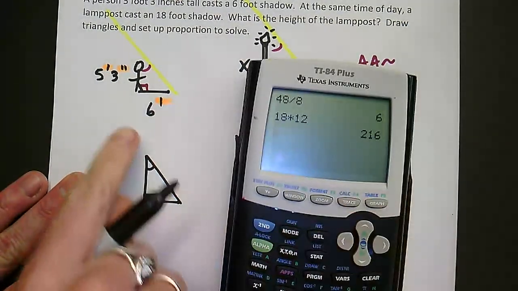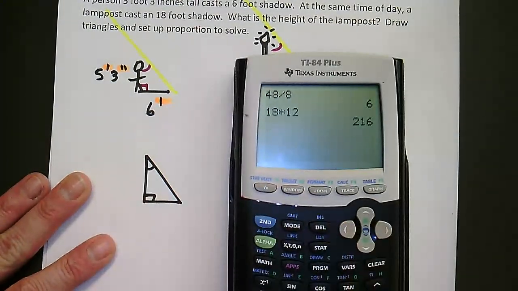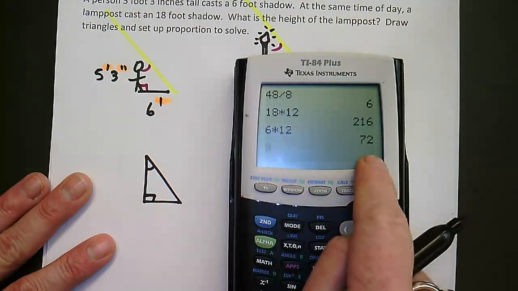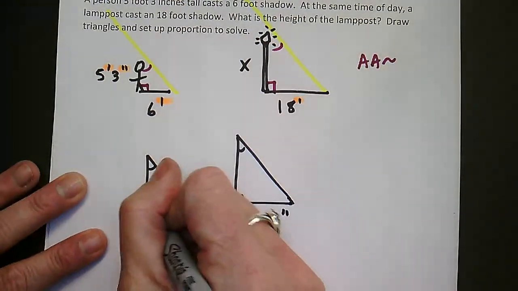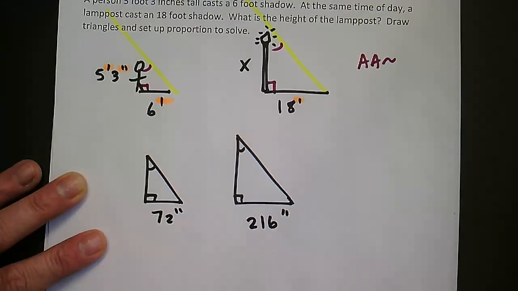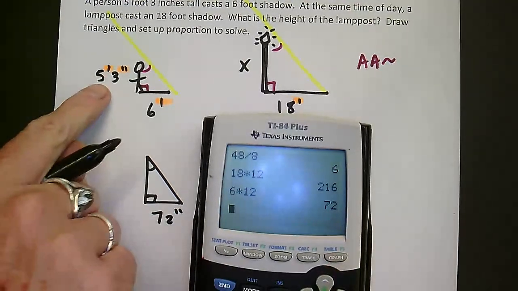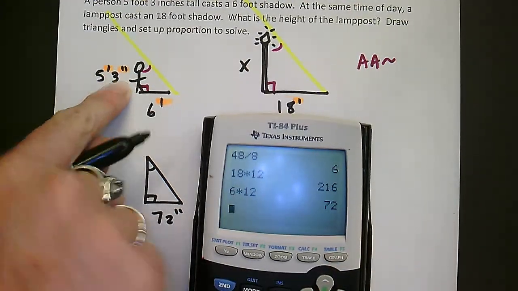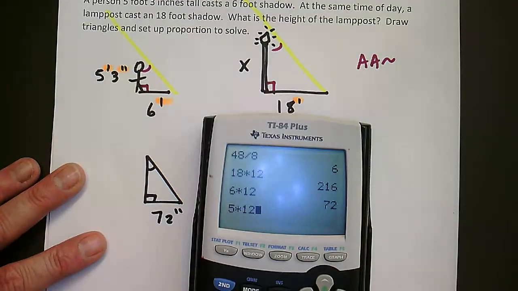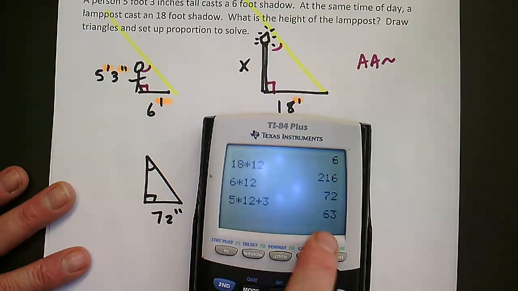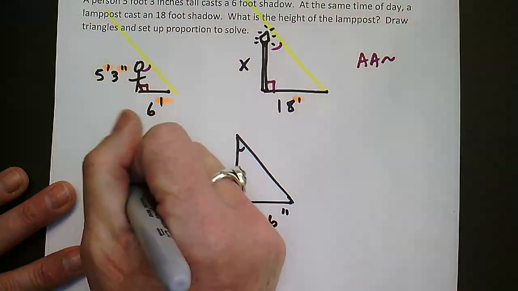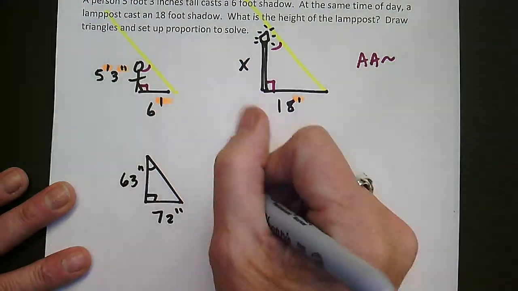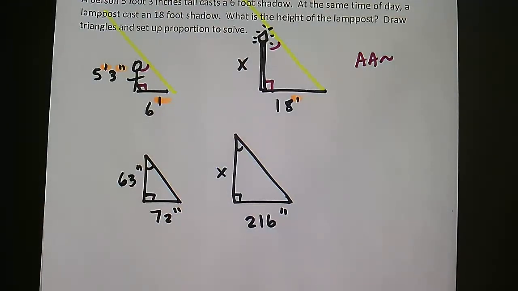The 6 feet, same idea. Every foot has 12 inches, so I'm going to do 6 times 12. That's going to get me 72. This becomes 72 inches. Now this one's a little bit more complicated. I need 5 groups of 12 plus 3 more inches. So I'll do 5 times 12, and then I'll add 3 to that. That brings me to a total of 63 inches. And then my unknown here will be x.